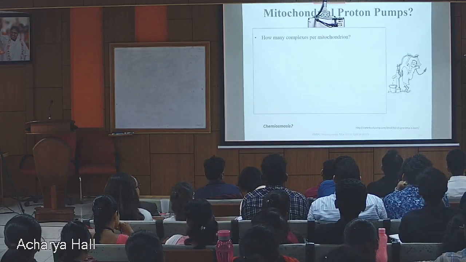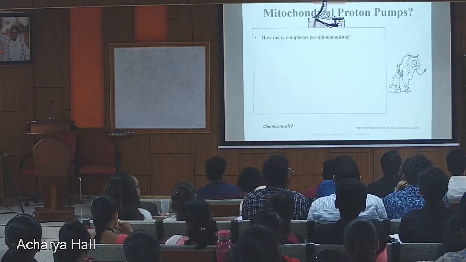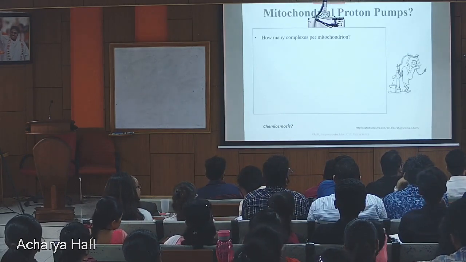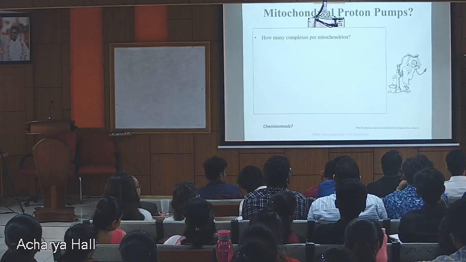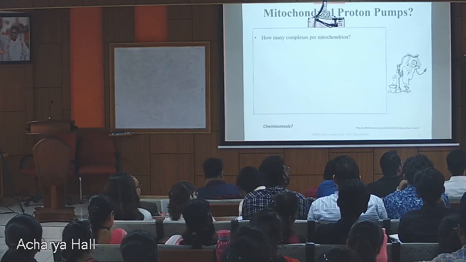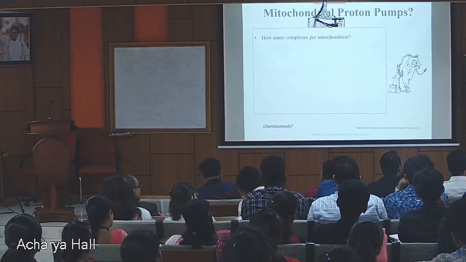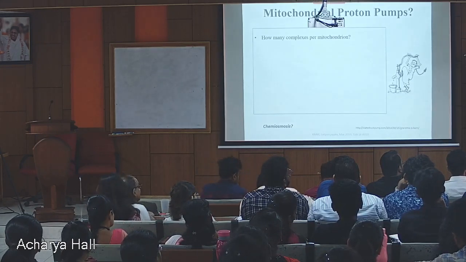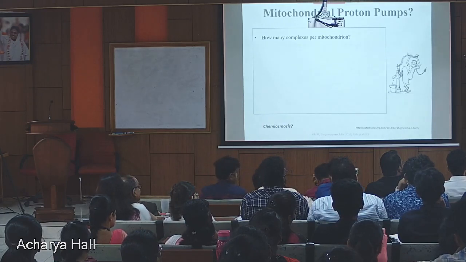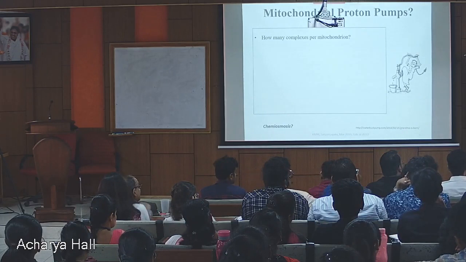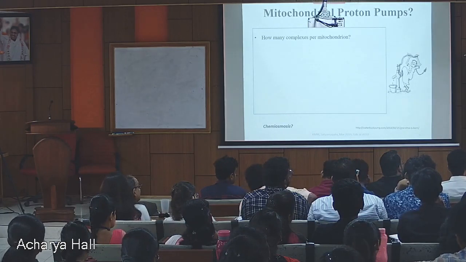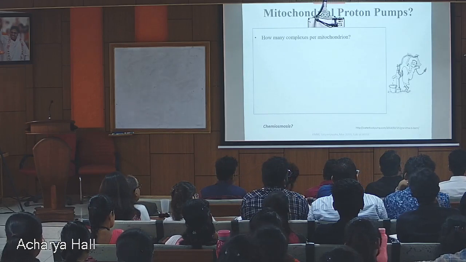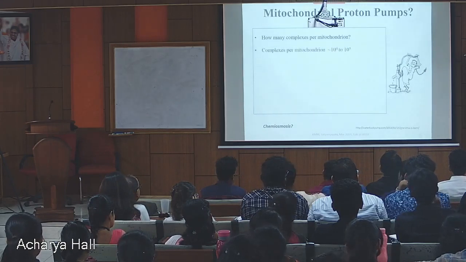How many complexes per mitochondrion? Any idea? 1, 10? Yeah, there are 4, 5 complexes, that is right. But then how many numbers? Complex 1, complex 3, complex 4, complex 2, complex 5. How many of them are there? 10 to the power 5, something like that, per 1 mitochondrion. More, 10 to the power 6, it can get there. My own article says, I think, 10 to the power 6. So, 10 to the power 4 to 10 to the power 5.